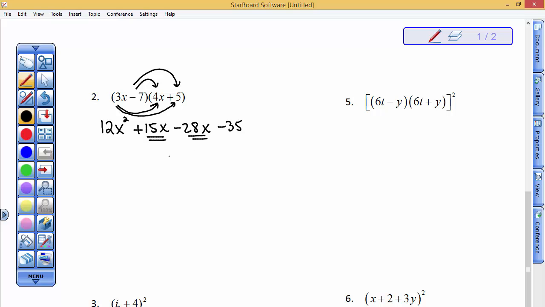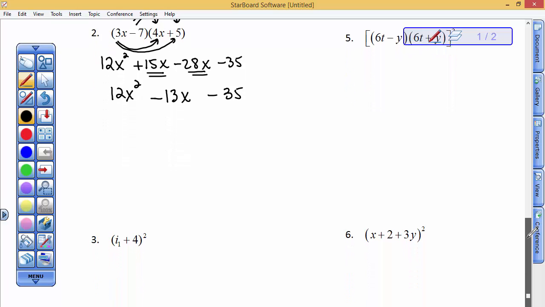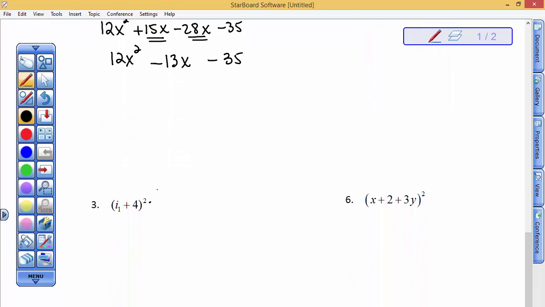And don't forget that often the middle terms are like terms, so they can be combined together. Those two add to be a negative 13x. Bring down your minus 35, bring down the 12x squared. That's really mostly what we need to know for this chapter, but I'll go ahead and do a few more of these.